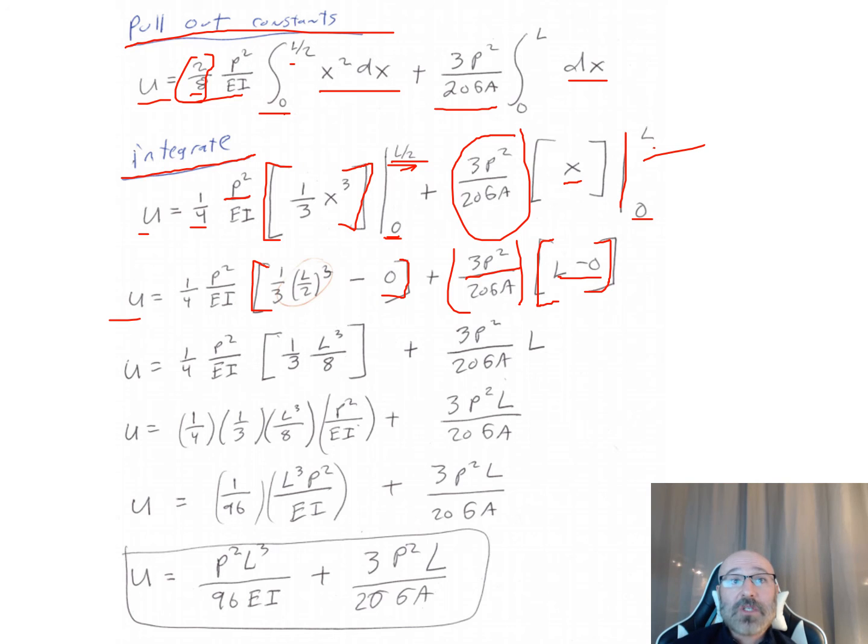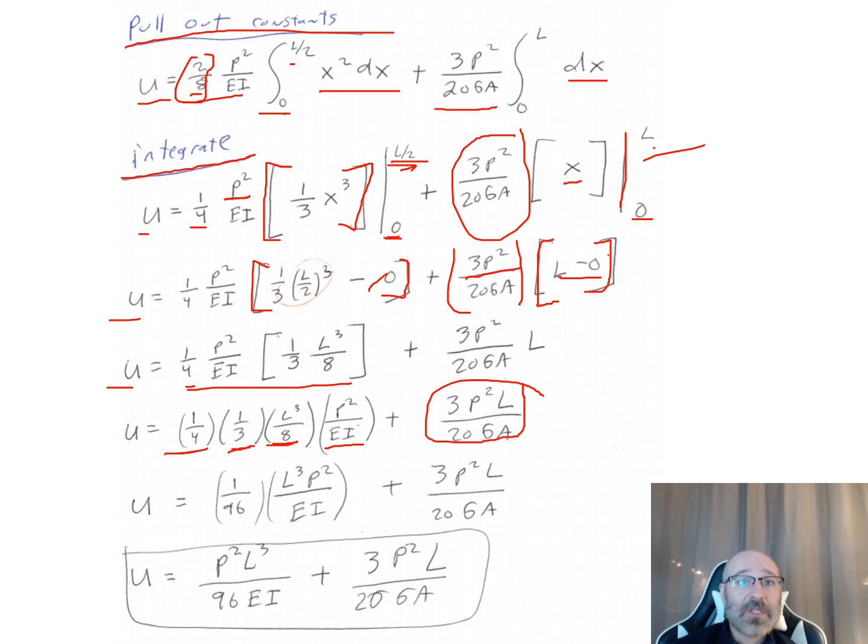So we can reduce this down, simplify it a little bit more. That goes away right there. So now we're left with U is equal to 1/4 P squared over EI times 1/3 times L cubed, when we distribute this, L cubed over 8. Plus over here, this 0 goes away. So we're left with 3P squared over 20GA times L. So now we can move this around, rearrange, simplify a little bit more. So we have 1/4 times 1/3 times L cubed over 8 times P squared over EI, plus, combine this all together, 3P squared L over 20GA.